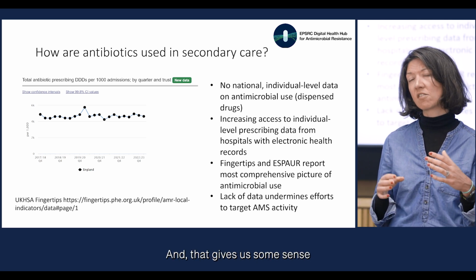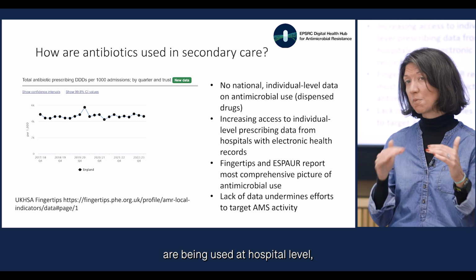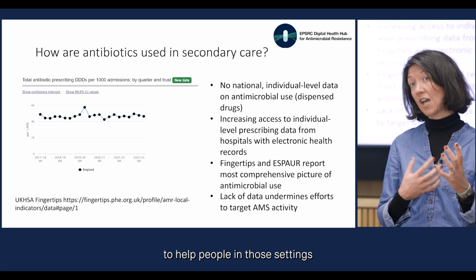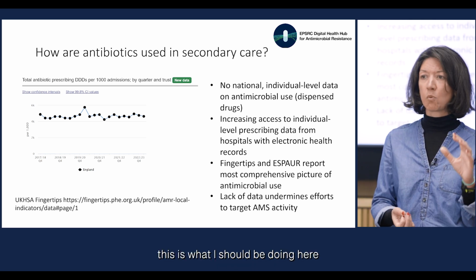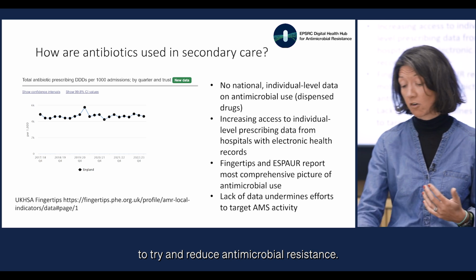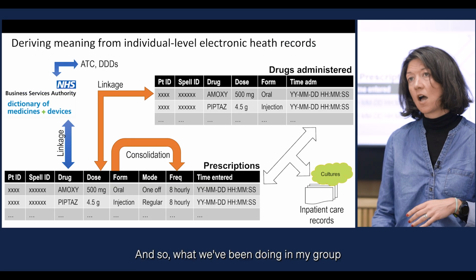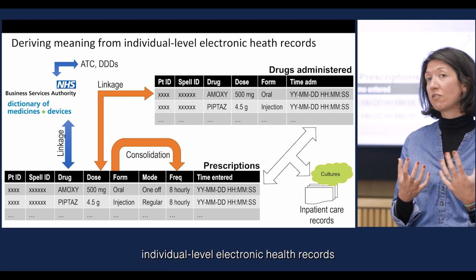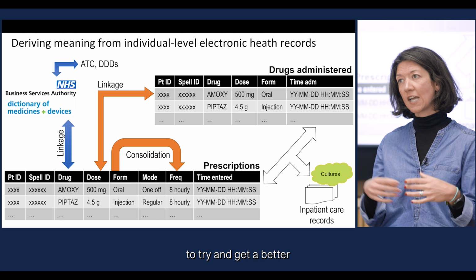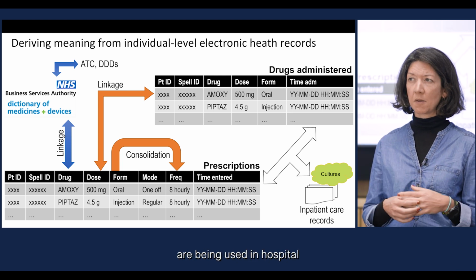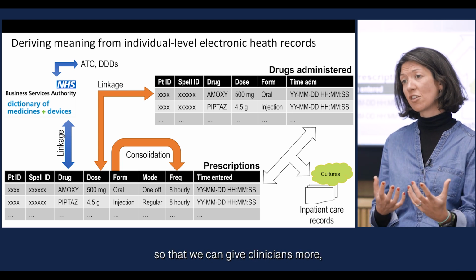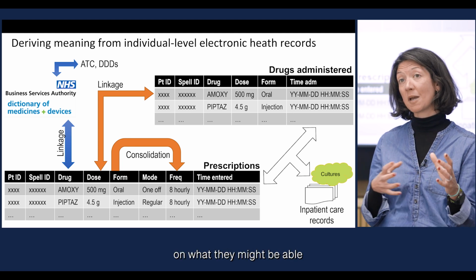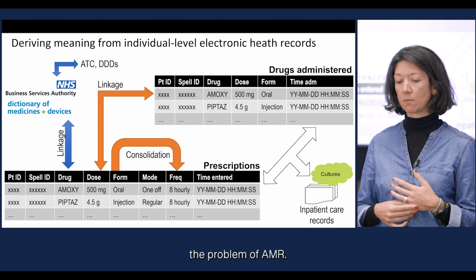That gives us some sense of how antibiotics are being used at hospital level, but it really doesn't go down into the granular detail that we would need to help people in those settings think about, this is what I should be doing here to try and reduce antimicrobial resistance. So what we've been doing in my group at UCL is trying to think about how we can use individual level electronic health records to get a better understanding of how antibiotics are being used in hospital, so that we can give clinicians better data and detailed information on what they might be able to do in their hospital to try and tackle the problem of AMR.